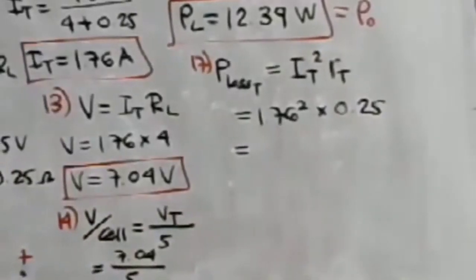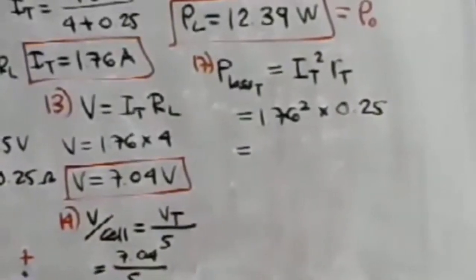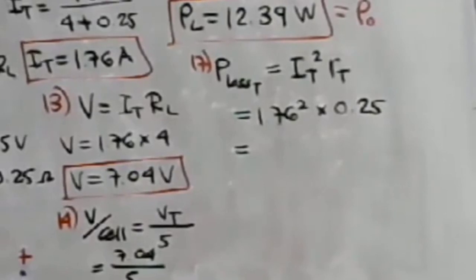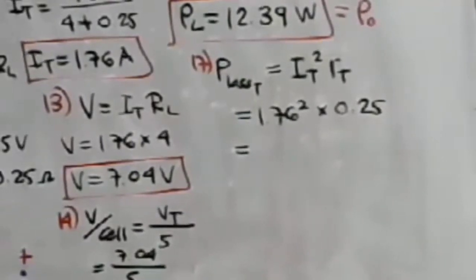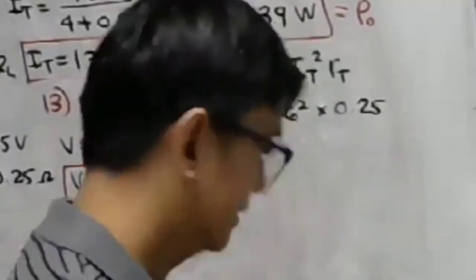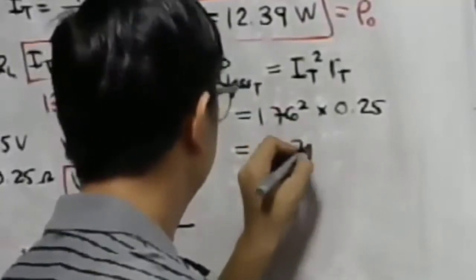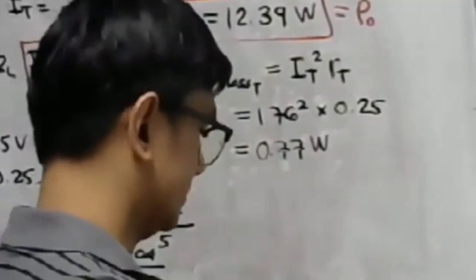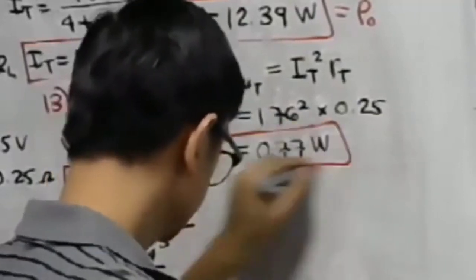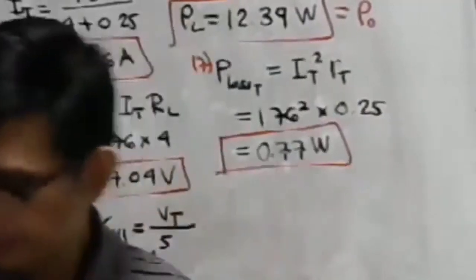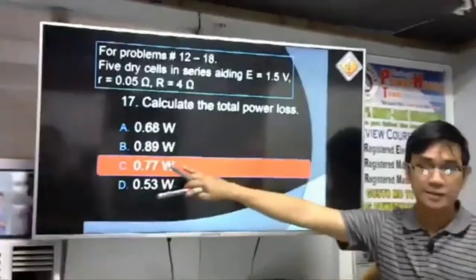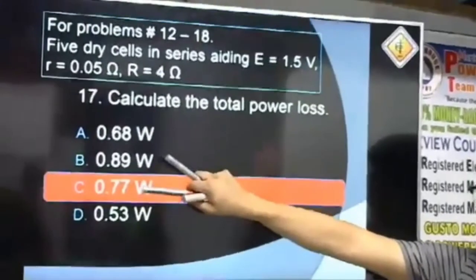Squared multiplied by R total, which is 0.25. My answer here is 0.77, two decimal places. So we have 0.77 watt. That is the power loss, and this is letter C. Okay? So we have letter C.